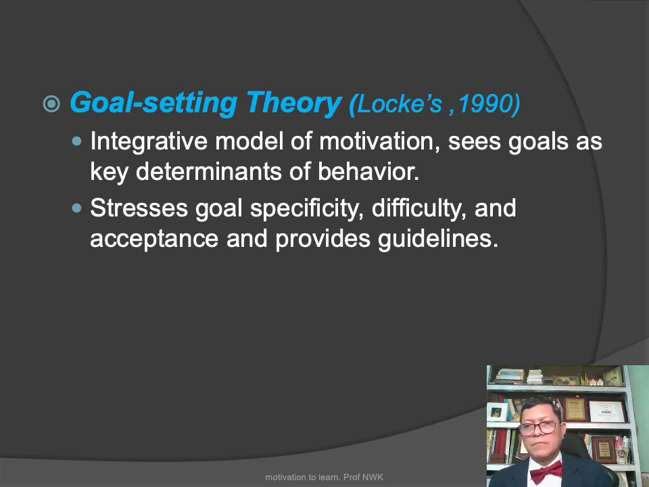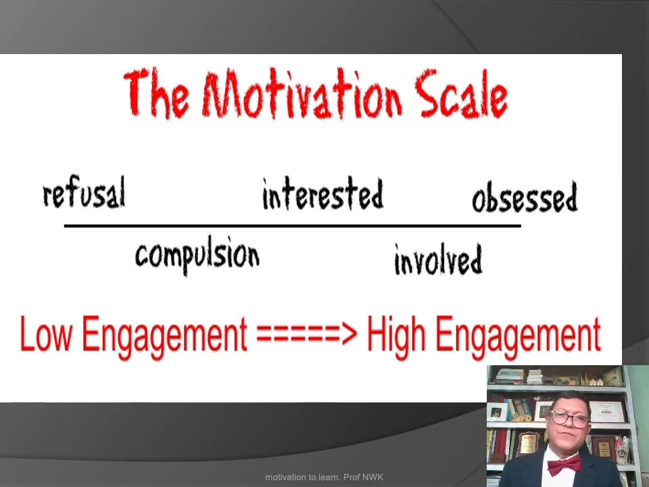Support elements should be provided. For example, encouragement, needed materials and resources, and moral support. That's important. Knowledge of results is also essential. Goals need to be quantifiable and there needs to be feedback. This is the motivation scale you see from low engagement to high engagement. First, refusal, they don't want to do it, and then interested, and obsessed, and compulsion, and then involved. It's motivation scales.